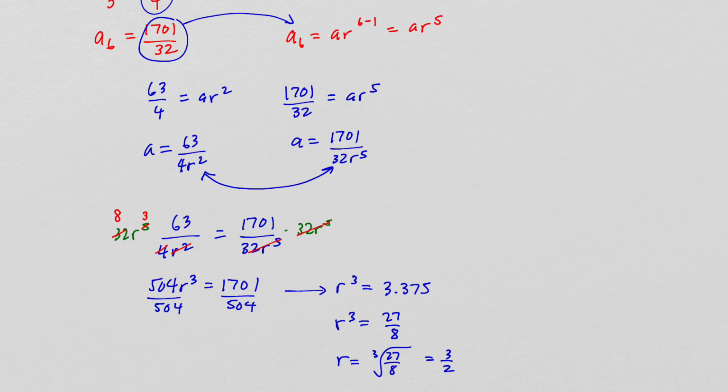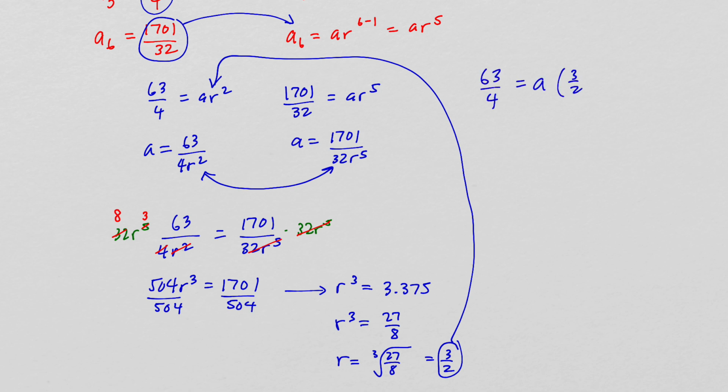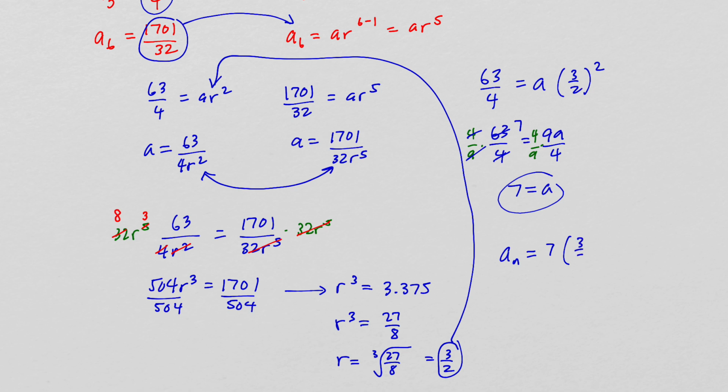And then once we know that R is 3 over 2, we can take this value and come back up here and substitute it. So we have 63 divided by 4 equals A times 3/2 squared. So 63 divided by 4 is equal to 9A over 4. And then multiplying both sides by 4 over 9, we can solve for A. And A is going to be 7. So A equals 7, R equals 3/2. So the nth term will be 7 times 3/2 to the n minus 1.